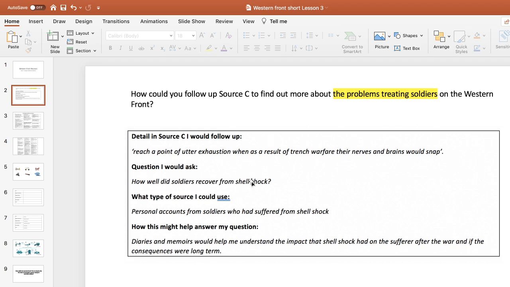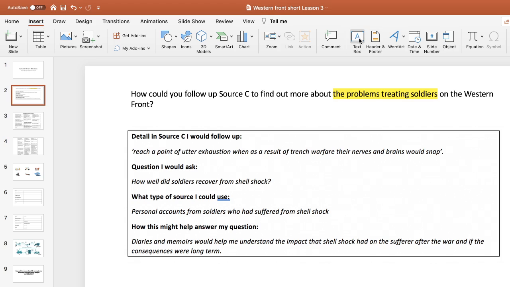The next thing you're going to do is ask a question. You have to pretend you're an investigator, you're a detective, and you're going to ask more questions based on what you've just read to find out about the problems treating soldiers. Now, in this case, it's how well did soldiers recover from shell shock? Now, when we're thinking about a question to ask, it can't be a simple yes or no answer.